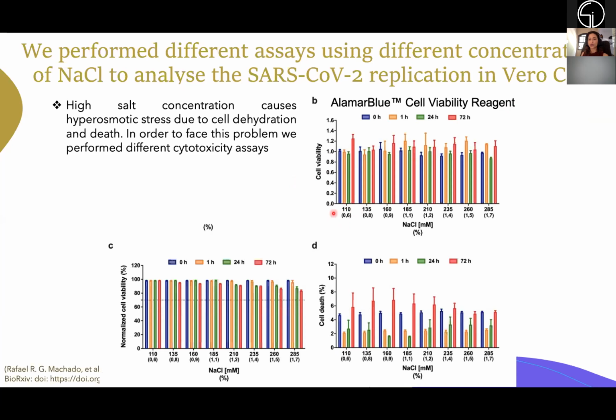110 millimolar is the normal medium culture, which already has this concentration of salt. This is the control, along the time: 0 hours, 1 hour, 24 hours, and 72 hours. As you can see, the viability of the cells in the control is almost 100%, and it keeps like that in the salt range tested. So based on this assay, the cells are viable in this range of salt concentration.